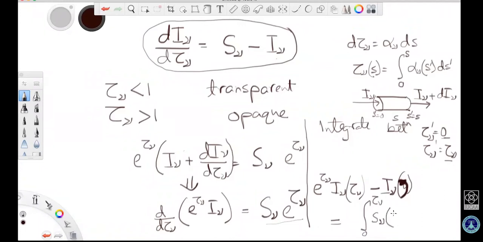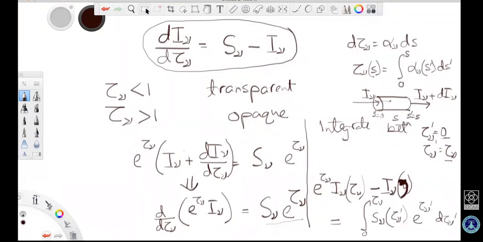S nu will be a function of the local variable that I've taken, which is tau nu prime, which means tau nu prime is what? What is the total optical depth from here to here? And e to the power tau nu prime d tau nu prime. Now this is a formal solution of the differential equation which we have written down here, right? This is the formal solution.